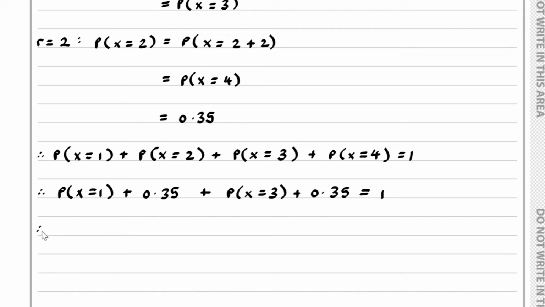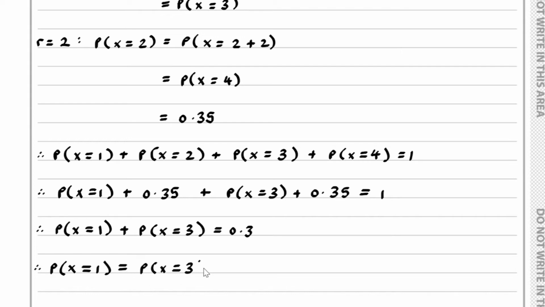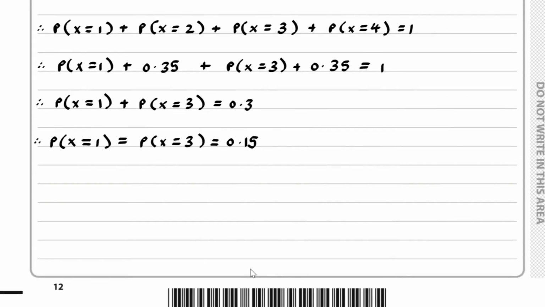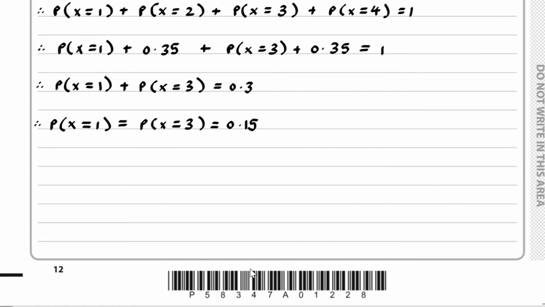And what we can say then is the probability that X equals 1 plus the probability that X equals 3 is equal to 1 minus 0.7, which is 0.3. And because the probability that X equals 1 is equal to the probability that X equals 3, we can therefore conclude the probability that X equals 1 is equal to the probability that X equals 3, which is 0.15. And so we have enough information to complete our probability distribution.